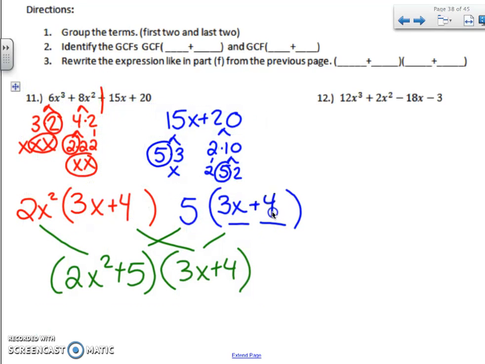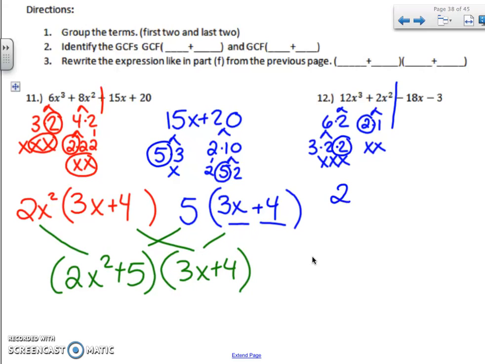I'm going to move that over. Nope, I'm not. Okay. So 12, again, I'm going to look at my first two terms. 12 is going to be 6 times 2, and then 3 times 2 times 2, and then with 3 x's. And then 2 is just 2 times 1 with 2 x's. So GCF would be a 2. They have a 2 in common. And then they have 2 x's in common, so x squared. Okay? So the GCF of those first two terms is 2x squared.